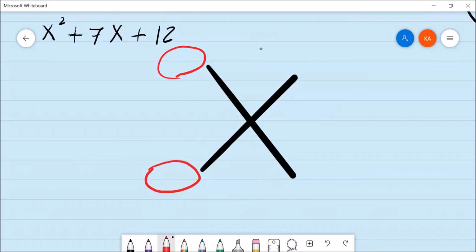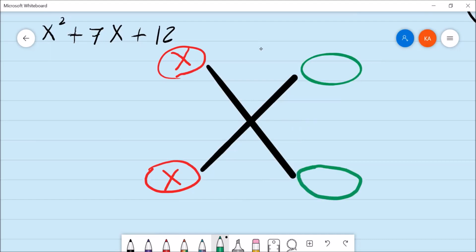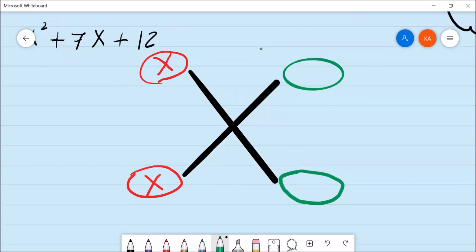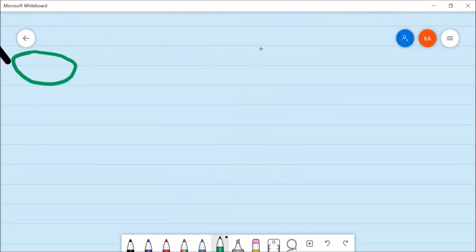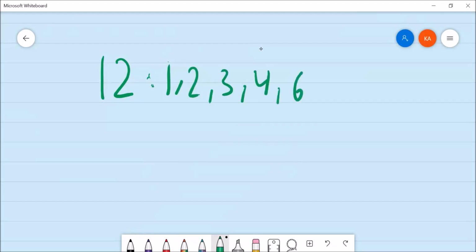In this case, x squared is x times x. Then you write the factors of the third term, which is 12, on the other side, here and here. But 12 has many factors: 1, 12, 2, 6, 3, 4.